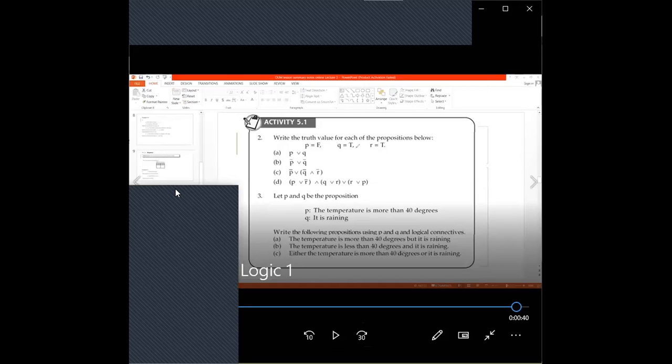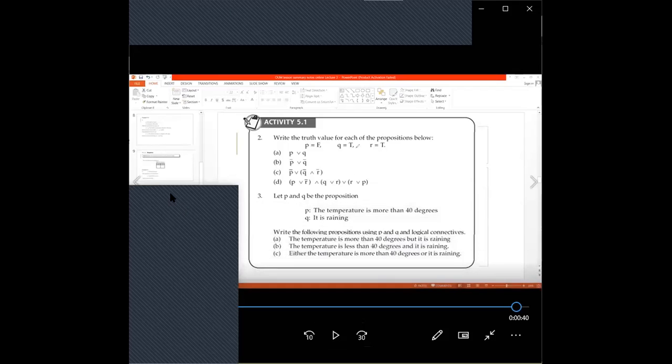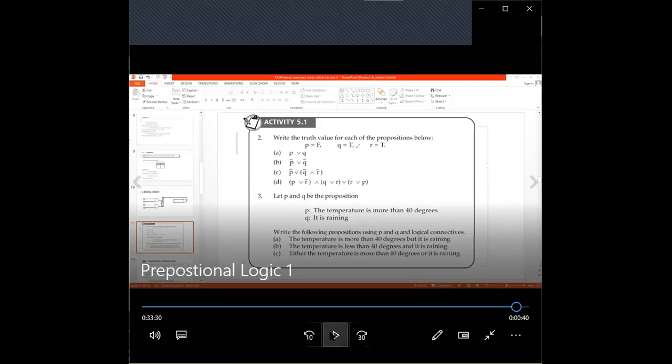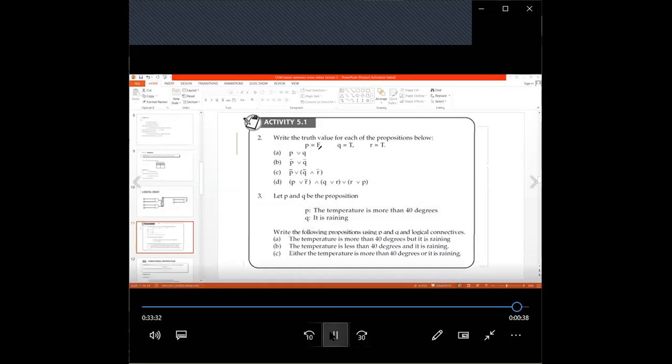I think this particular one, I used Logisim, okay? P is false, Q is true, and R is true. It's written here. And we've been told that A is P or Q. What will be the result for P or Q? Will it be true or false? It will be true.